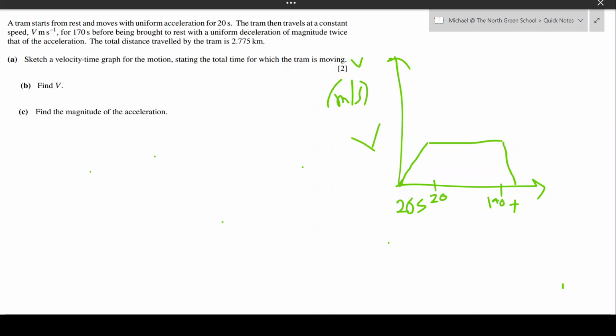And then what else happens? Yeah, the total distance is 2.775 kilometers. So we want to figure out the total time. How would we do that? Well, this is a velocity-time graph, and we have the total distance as 2.775 kilometers. If we want to find the total time, we know that distance is the area underneath the graph. We should convert it to meters though. So 2.775 kilometers as meters will be 2,775 meters.